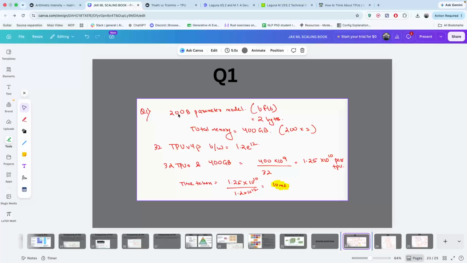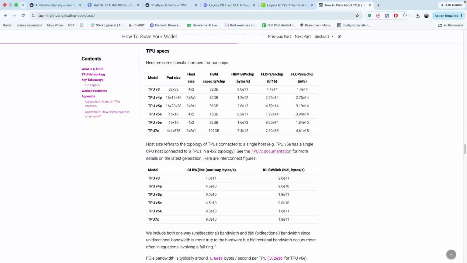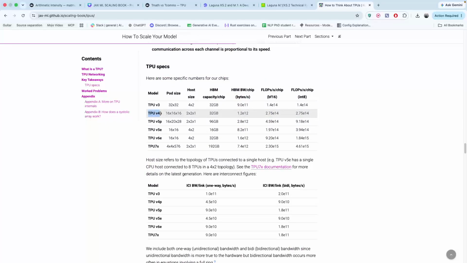So you have a 200 billion parameter model with BF16, which is 2 bytes. 1 byte is 8 bits, so BF16 is 2 bytes. You have 200 billion parameters times 2, which translates into 400 gigabytes. So your total memory from the weights of the model is around 400 gigabytes. So you have 32 TPU v4p chips. If I go back to here, v4p is here, and it has an HBM bandwidth of 1.2e12.